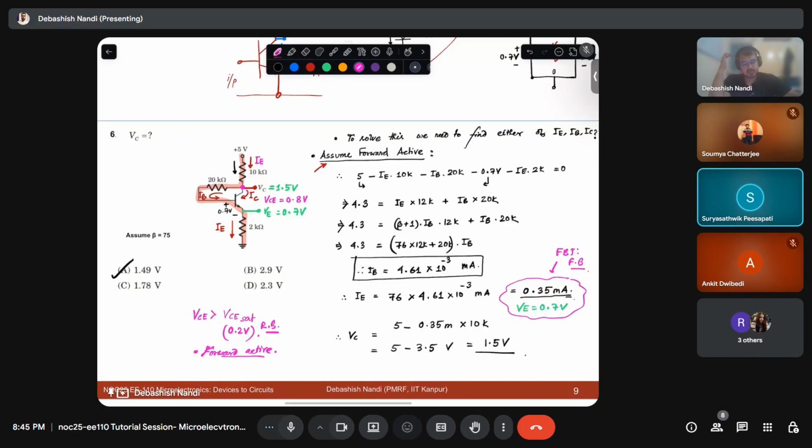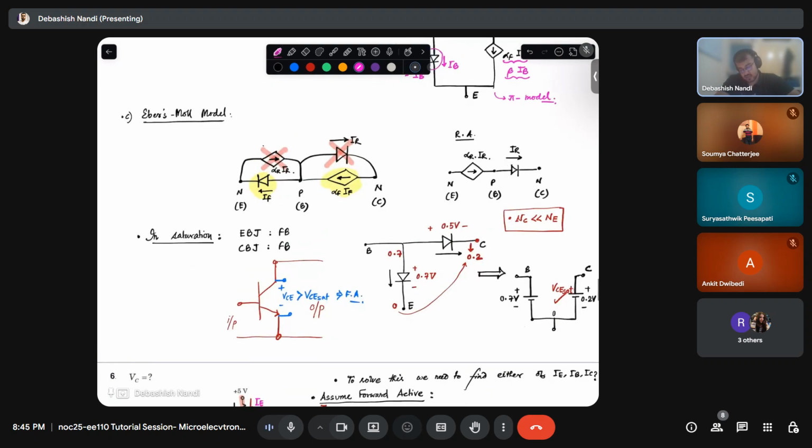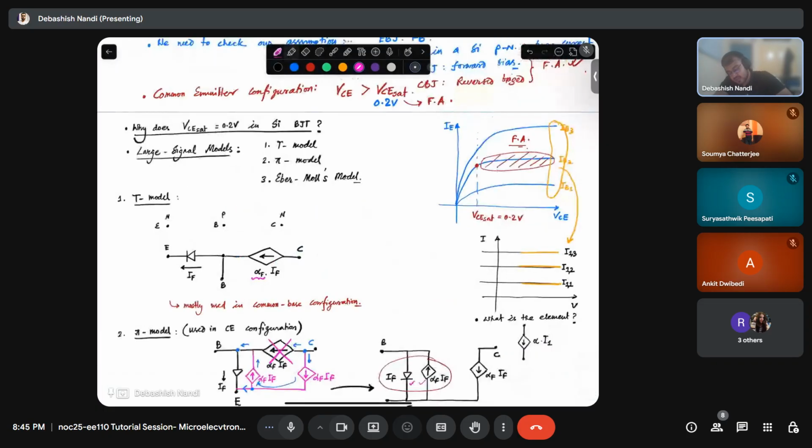Sir, excuse me, sir. Yeah. Sir, can you explain the last part of the calculation? Which part can you tell me? Sir, VCE greater than VCEsat, sir. So VCE greater than VCEsat I have explained here, right? VCEsat for a silicon junction is 0.2 volt. So basically it is this point, right? Emitter is common, so for the time being, let us assume that the emitter is grounded.